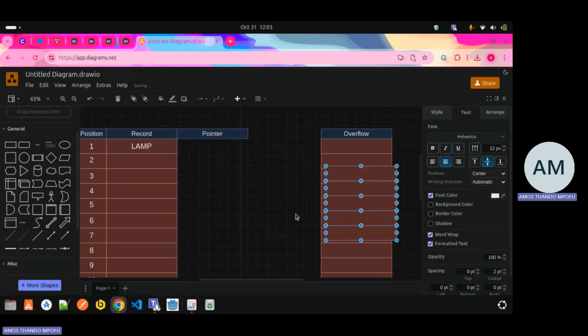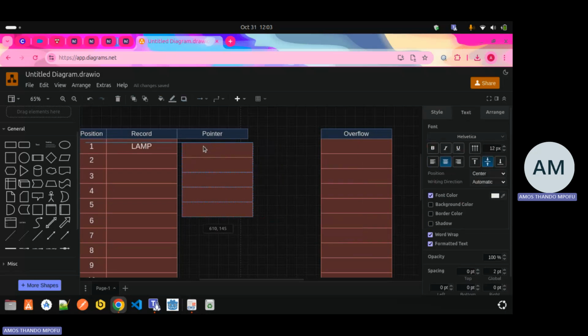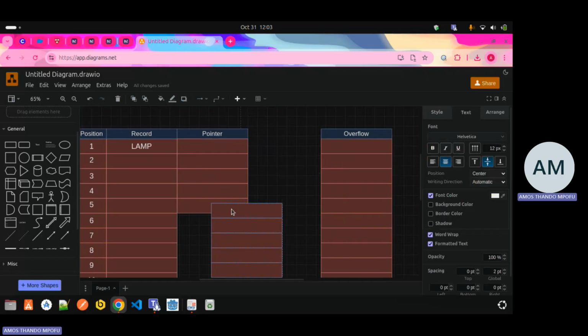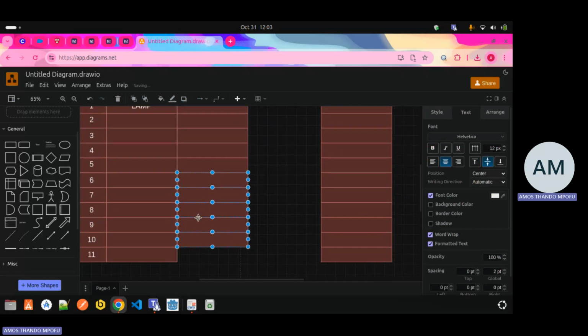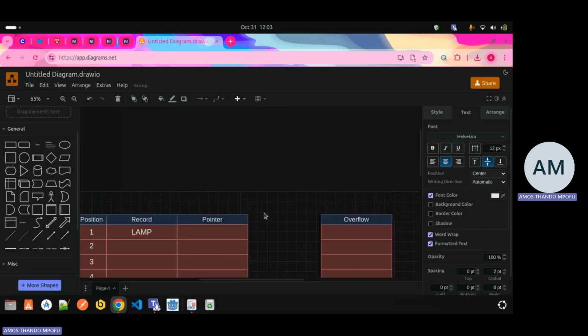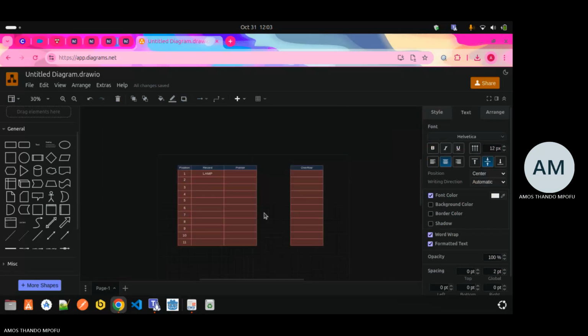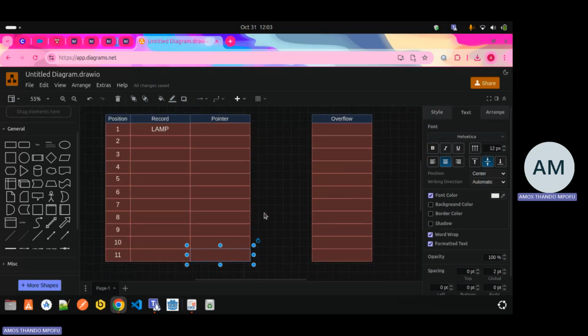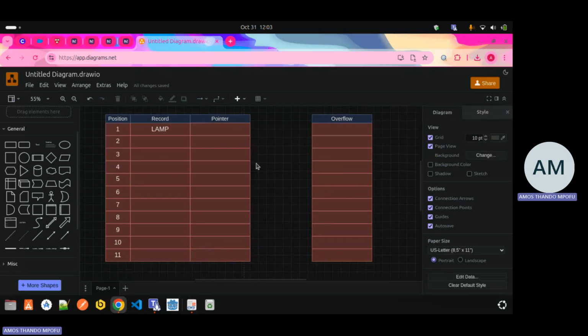And then I need to also add them on this side in the pointer column. So 5, 10, then I'm left with 1. Then I'm going to put it here. I hope you can see. Let me make it a bit smaller so that you guys can see.